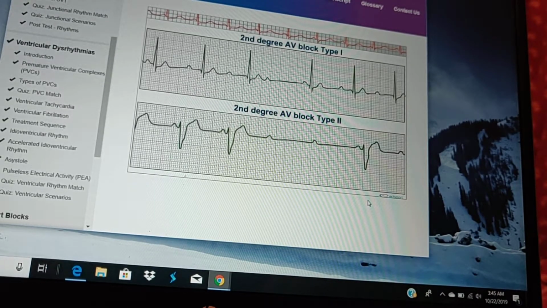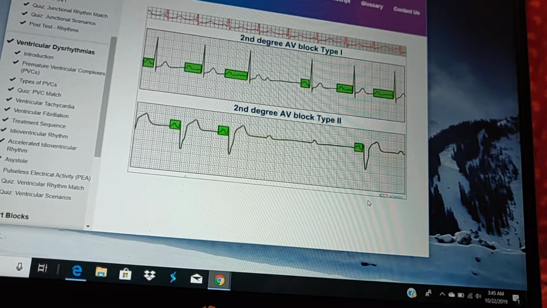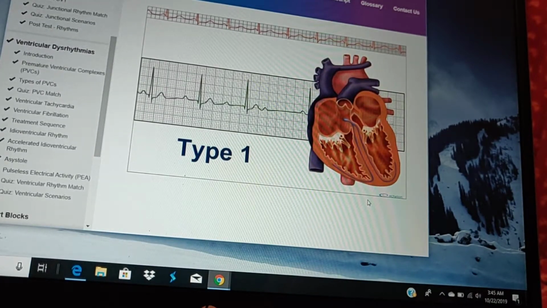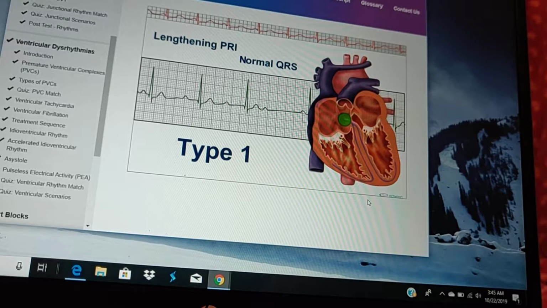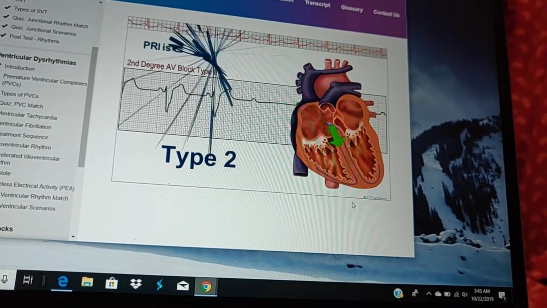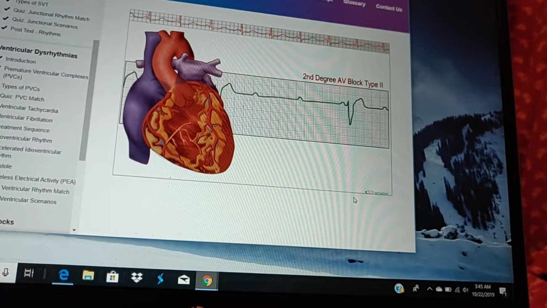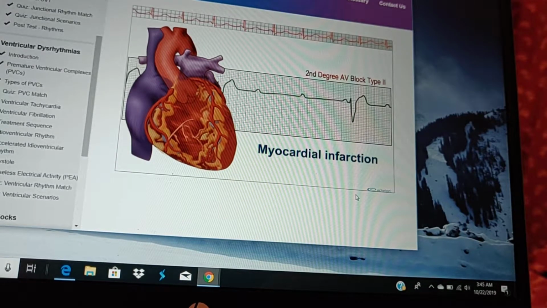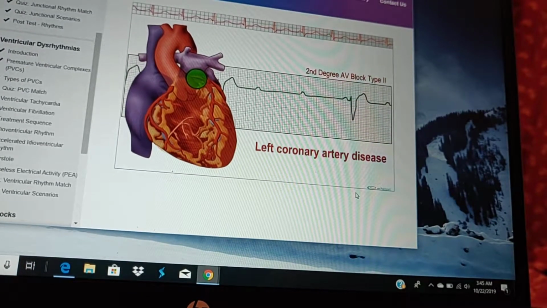To differentiate between the second-degree AV block type 1 and type 2, review the PRI to see if it's constant or lengthening. With type 1, the block is in the AV node, which produces a lengthening PRI and normal QRS measurement. With type 2, however, the block is below the AV node, so the PR is constant and the QRS is wider. Heart diseases associated with second-degree AV block type 2 include myocardial infarction and left coronary artery disease, in which the LCA supplies blood to the bundle branches.